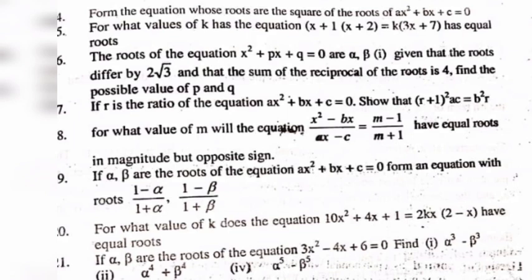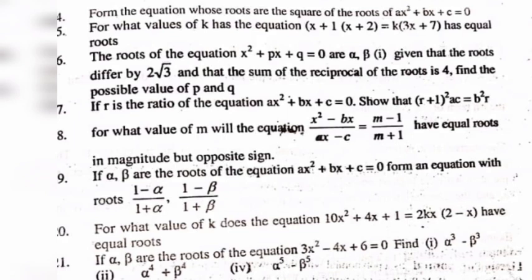Number 16, the roots of the equation are alpha and beta. Very good. Given that the roots differ by this and the sum of the reciprocals of the roots is this, that's the new roots. First, what am I to do? The new roots are alpha minus 2 root 3, the first root, and beta minus 2 root 3, the second root. Then they said the sum of their reciprocals equals 4.